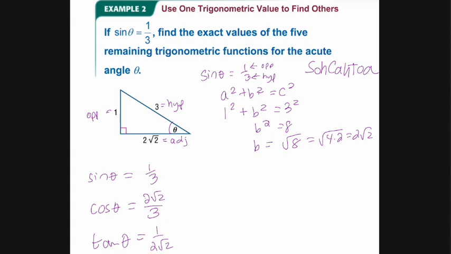Now, I want exact values. That's the exact value. But I want it in the form that is acceptable mathematically. Mathematically, we should never have a radical in our denominator. So we have to rationalize. But rationalizing a square root is very super easy.